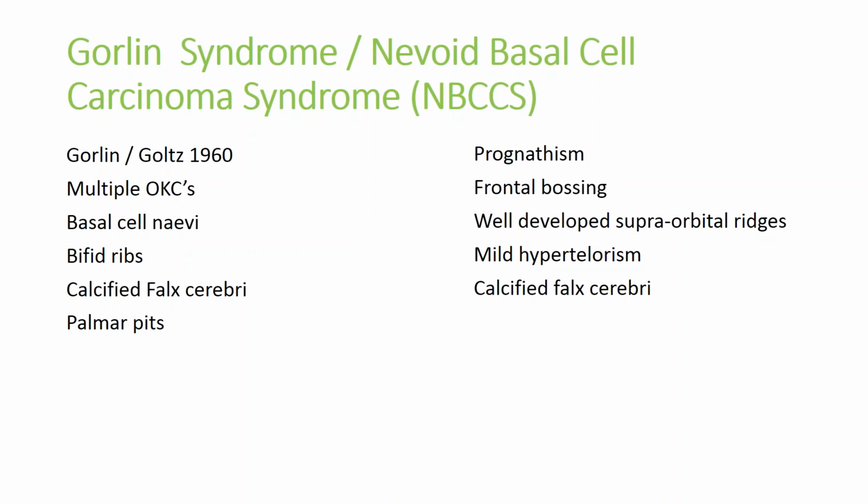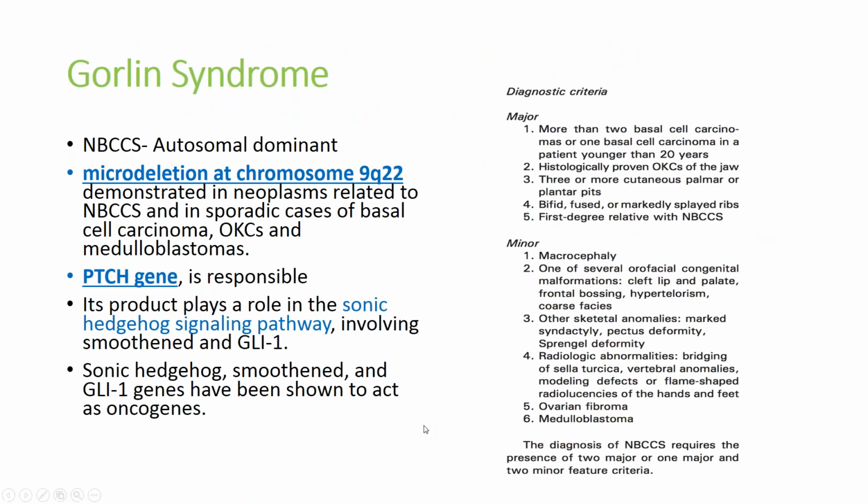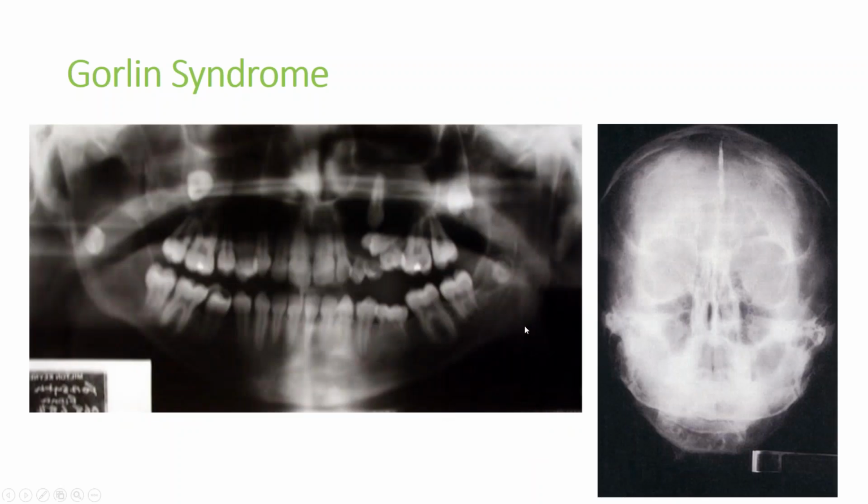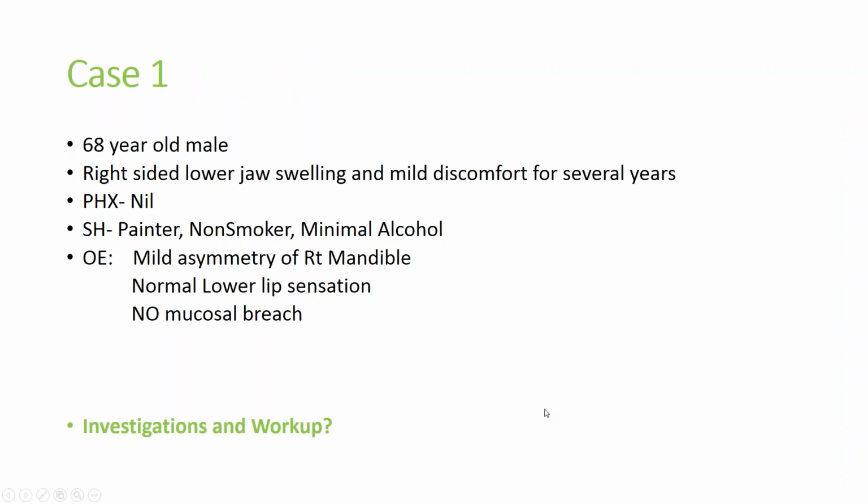Multiple cysts happening in a young person with BCCs. Think about Gorlin syndrome, autosomal dominant, with a microdeletion at chromosome 9, the long arm of it, related to the PTCH gene, and it's involved in the sonic hedgehog signaling pathway. Diagnostic criteria for Gorlin syndrome are major and minor, and it's a syndrome, so multiple organs are involved: multiple cysts, calcified falx cerebri, bifid ribs, frontal bossing, palmar and plantar pits, and all these elements.